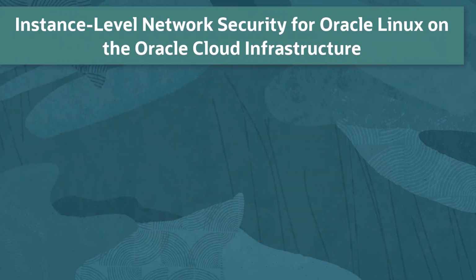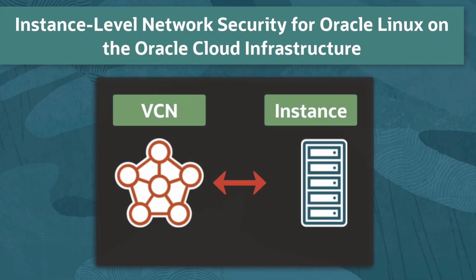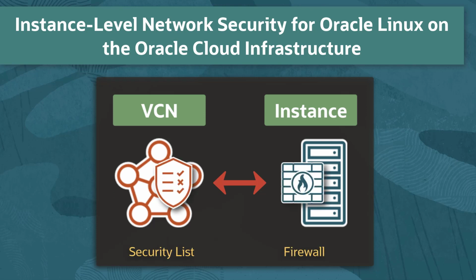In this video, we will look at how to set up instance-level network security on an Oracle Linux instance on Oracle Cloud Infrastructure. Instance-level network security is ensured with the instance firewall in conjunction with the Oracle Cloud Infrastructure VCN, or Virtual Cloud Network, security list.